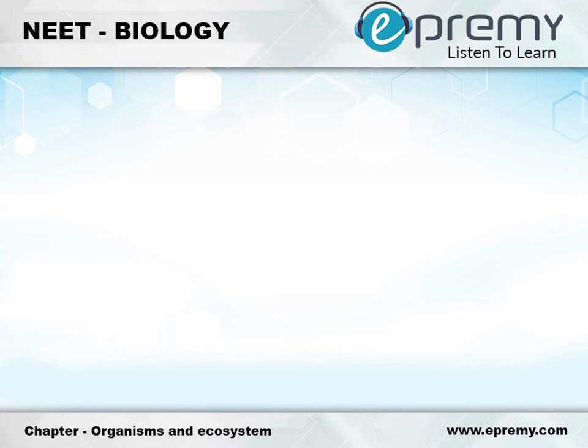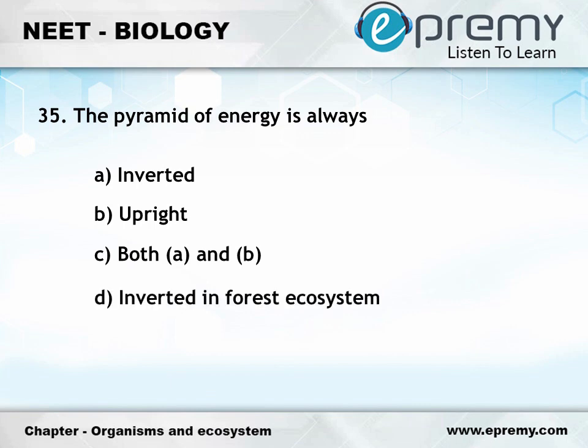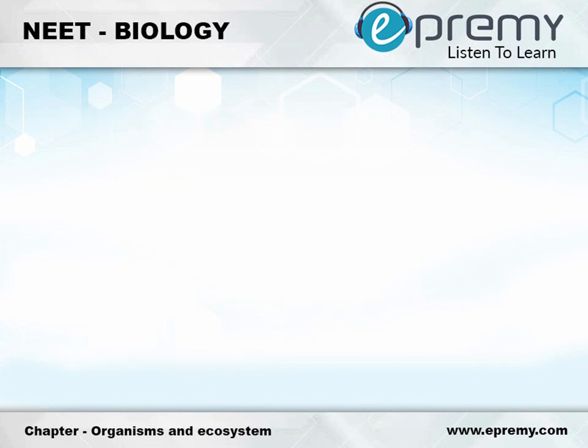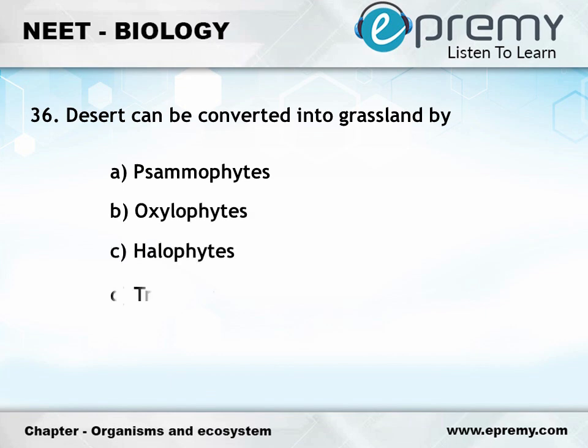Question number 35. The pyramid of energy is always option A, inverted, option B, upright, option C, both A and B, option D, inverted in forest ecosystem. The answer is option B, upright. Question number 36. Desert can be converted into grassland by option A, zamophytes, option B, oxalophytes, option C, halophytes, option D, tropical forest. The answer is option A.